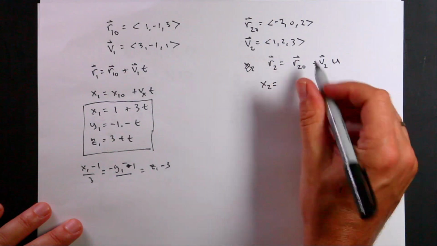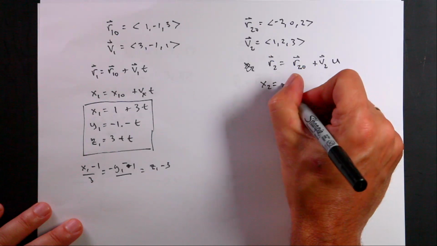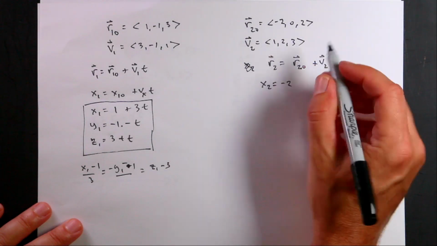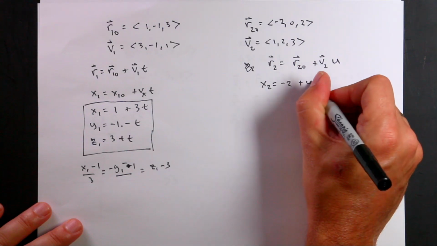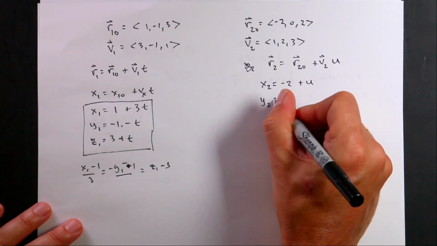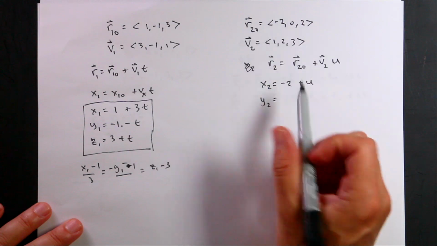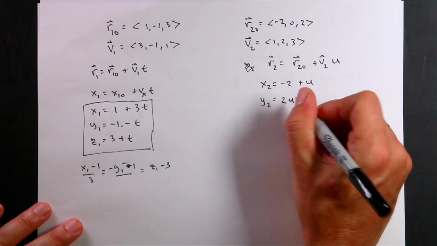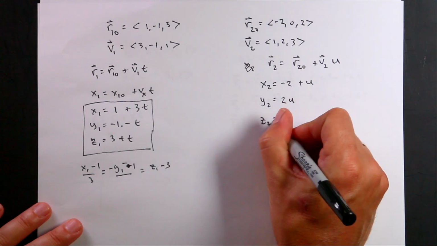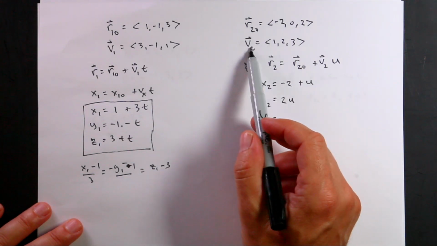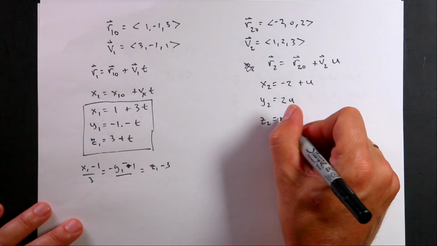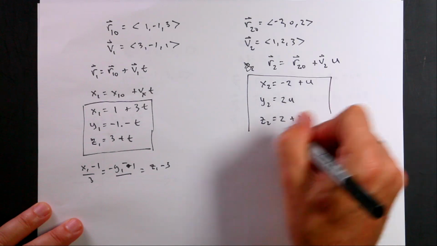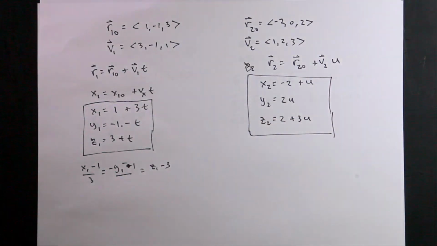So now I get x2 equals x20, which is -2. v2x is 1, so plus u. y2 equals 0 plus 2u, so it's just going to be 2u. And then z2 equals 2 plus 3u. So then here are my two equations in parametric form.